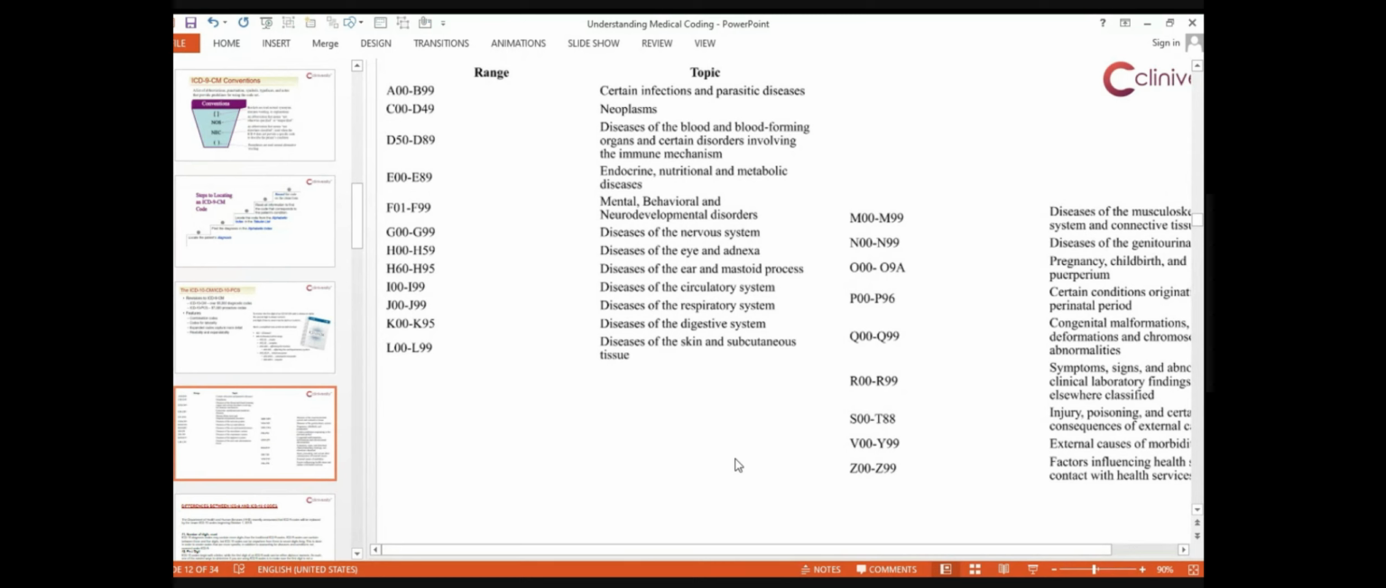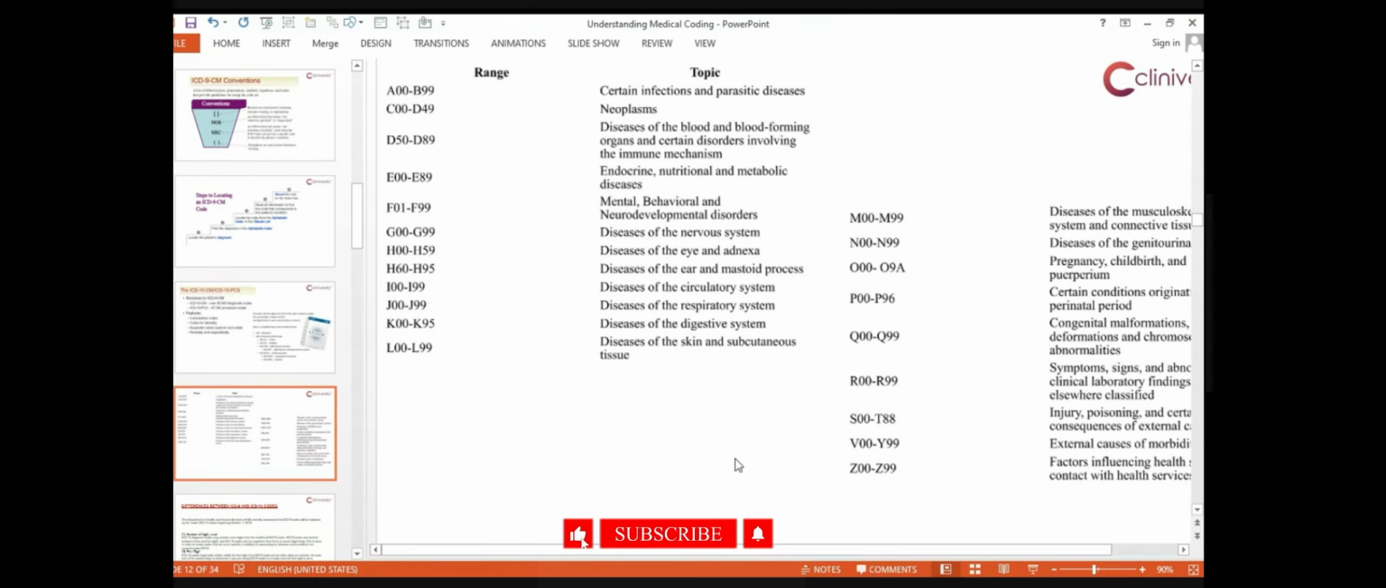E00 to E89, endocrine, that means any kind of hormonal imbalance if it is there, or malnutrition, metabolic diseases. So all is covered under E00 to E89. Accordingly, you will cross check your specific code. F01 to F99 is about mental, behavioral, and neurodevelopmental disorders. Then G00 to G99 is about diseases of the nervous system. Then H00 to H59 is about diseases of the eye and adnexa. H60 to H95 is about diseases of the ear and mastoid process. I00 to I99 is about diseases of the circulatory system.